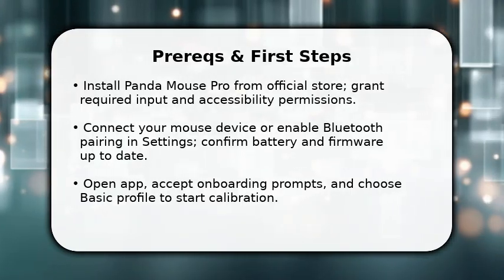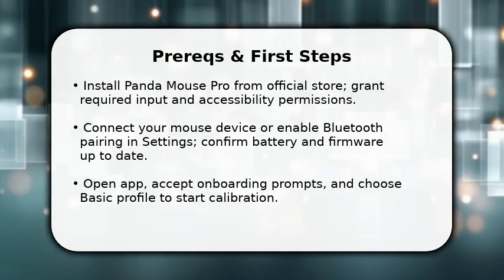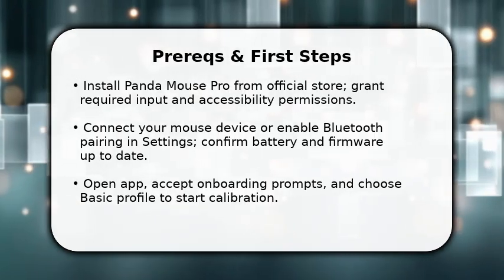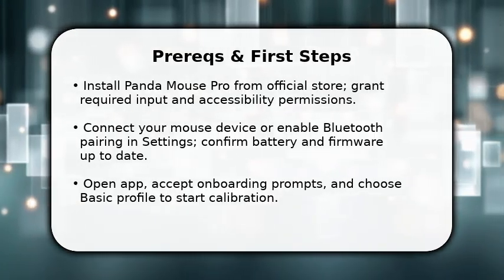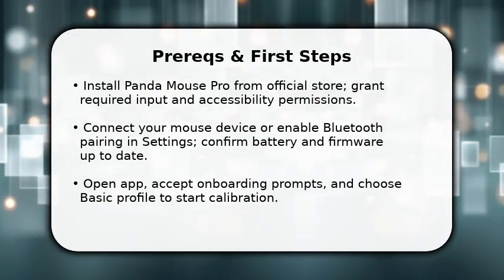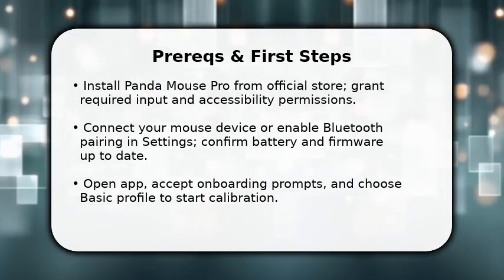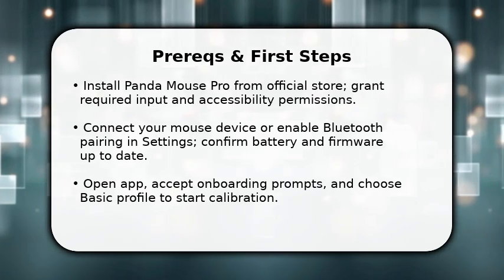Open the app and accept onboarding prompts. Choose the basic profile to load default settings. Once done, you can run the initial calibration sequence the app prompts. This sets cursor smoothing and tracking baselines for accurate adjustments.